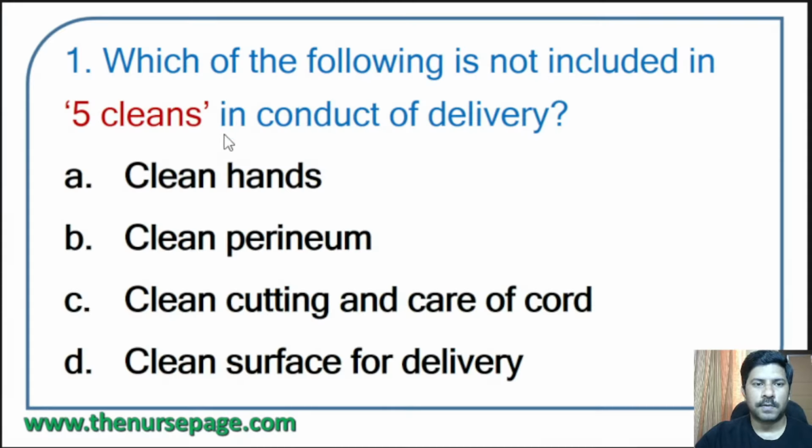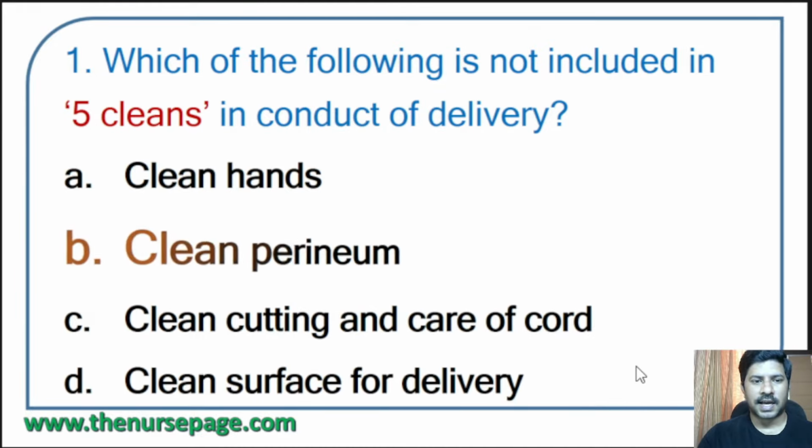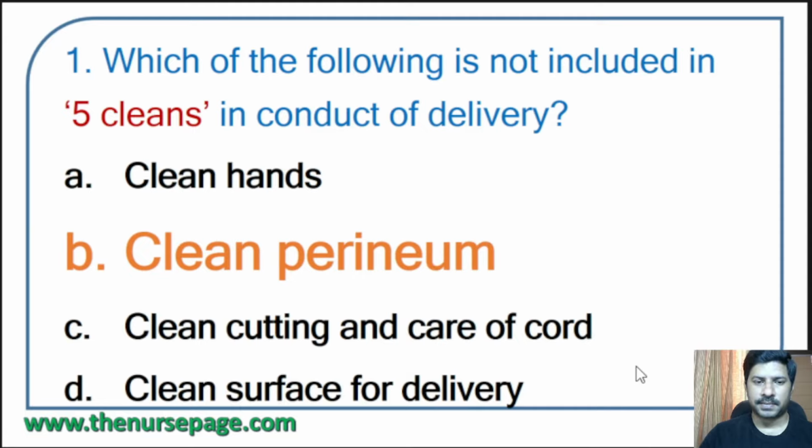First question, which of the following is not included in the 5 cleans in conduct of delivery? Clean hands, clean perineum, clean cutting and care of cord, clean surface for delivery. The 5 cleans are used to prevent neonatal tetanus. So which one is not included? Here the correct answer is clean perineum. So we will discuss the details here.